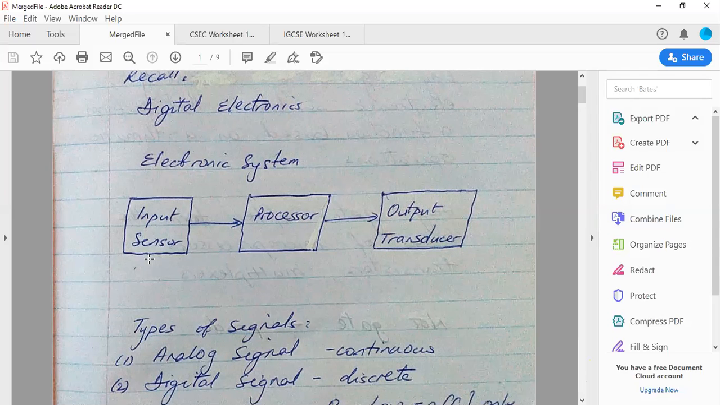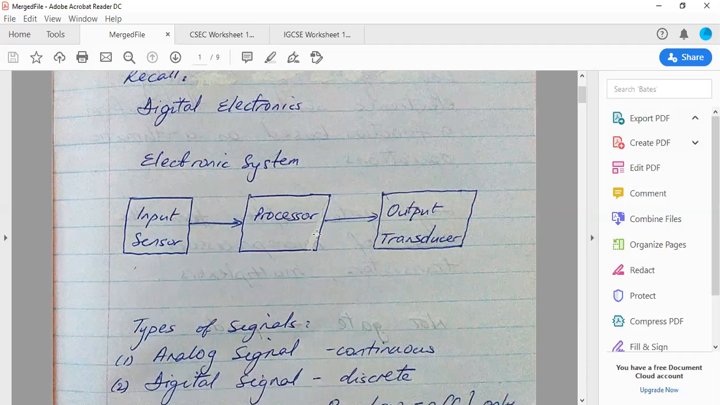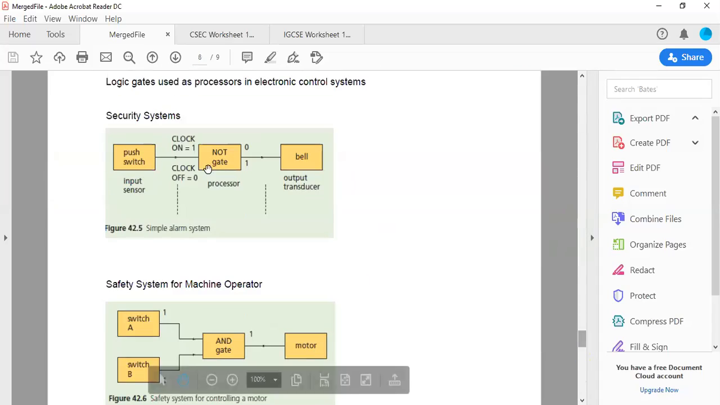Take for example your laptop. Your input sensor, your input, will be the keyboard. Your processor, obviously, will be whichever type of processor you use, if you use Intel, AMD, and so forth, and your output transistor, or your output, is going to be a monitor, your speakers, or any other output device. Similarly here, your output device is your bell because you could actually hear it. Your processor would be the gate, and your input sensor would be a push switch in this scenario.